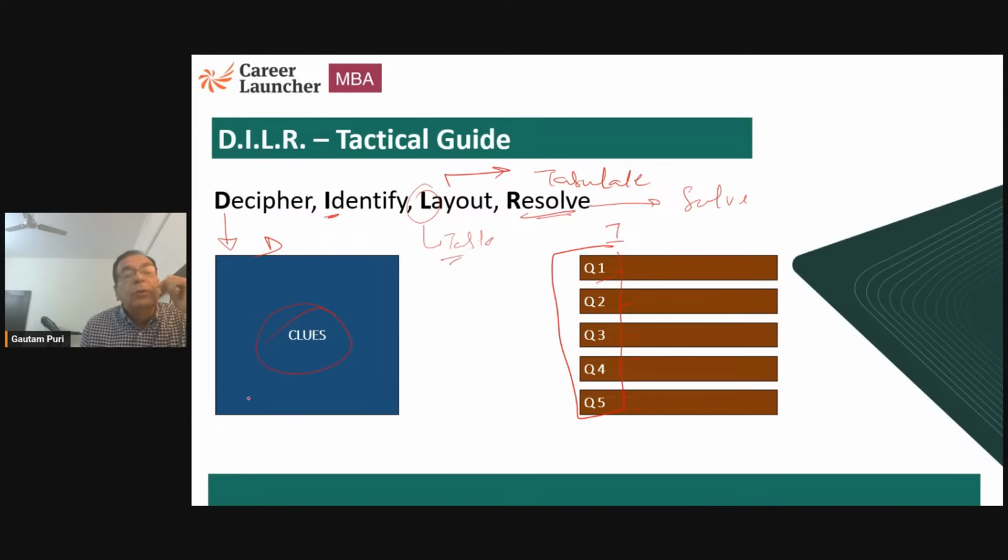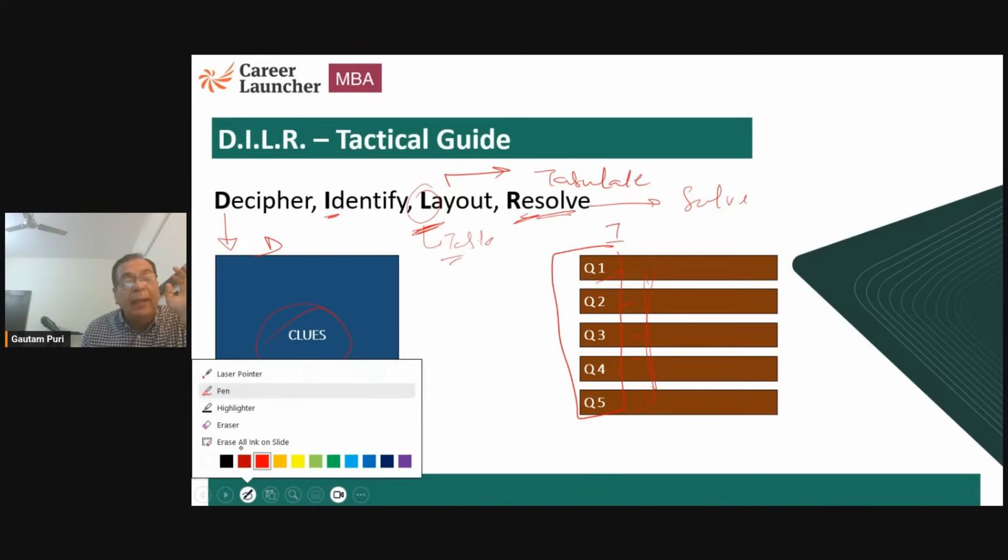Okay? So you decipher the background data or the background information. You identify the additional information in the questions, which will also tell you what you are supposed to solve for. Then you tabulate the data properly, and then you go towards solving the question.